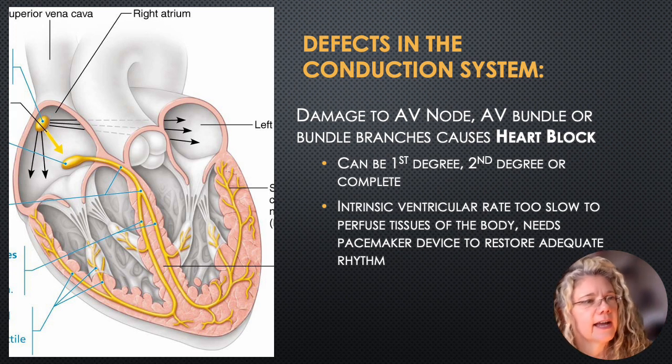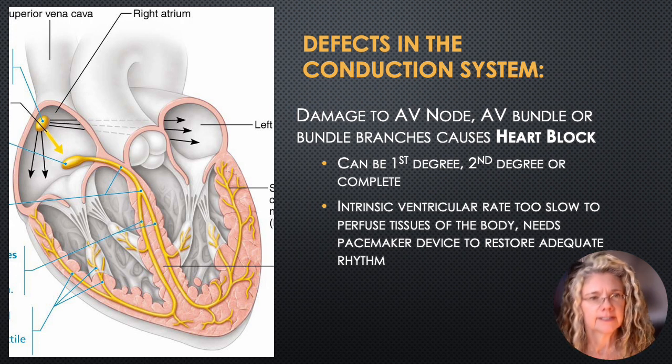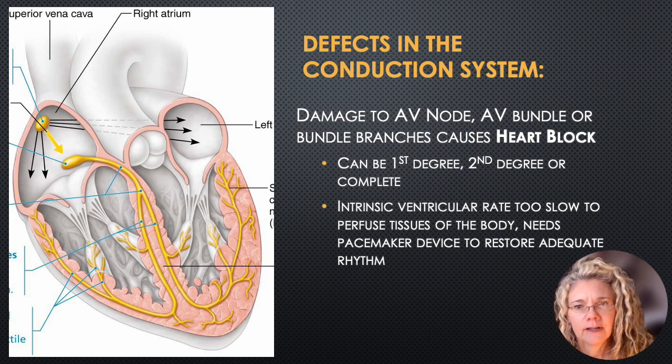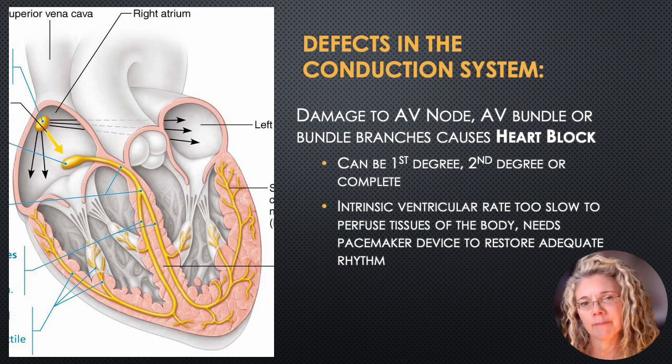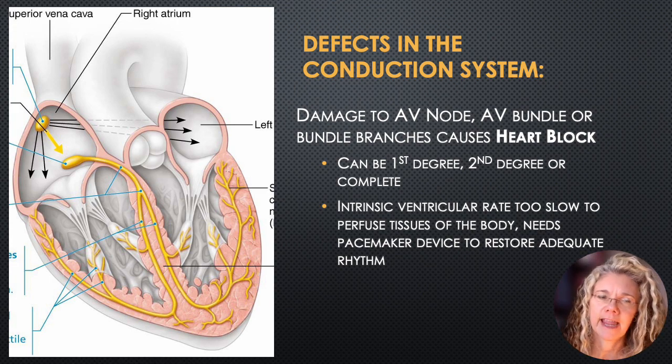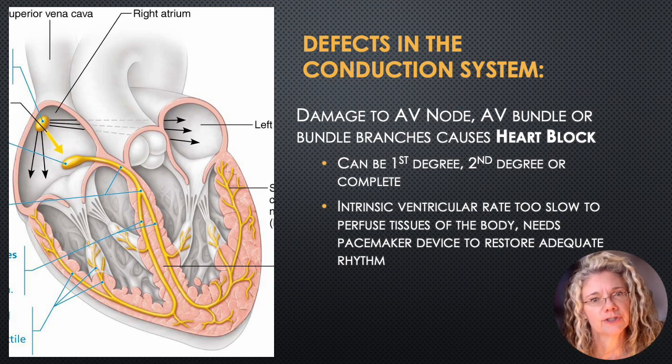Now, if we have damage to one of these structures, then the intrinsic rate of ventricular contraction, the autorhythmic cells of the ventricles, is super slow. The autorhythmic cells rate is only about 20 to 40 beats a minute. And remember, the atria are going to beat along naturally, intrinsically, about 70, 75 beats a minute. So 20 to 40 is super slow, way too slow to send enough blood to perfuse the tissues of your body.